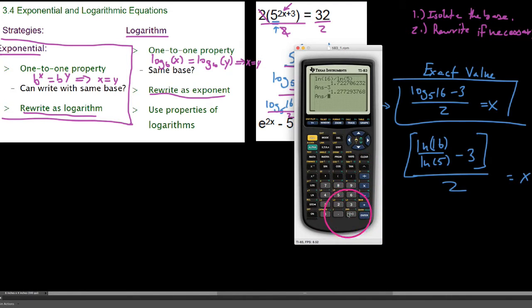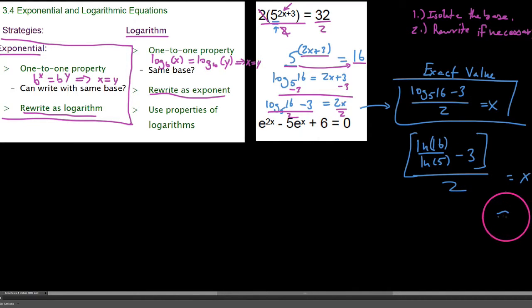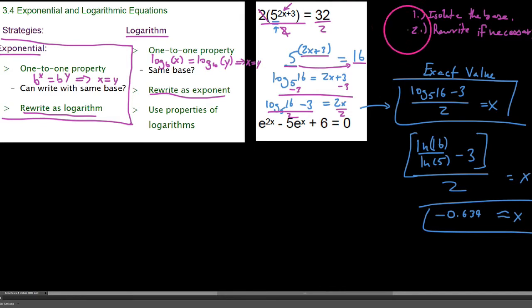Then we're going to subtract 3 from our answer there, and then we're going to divide that answer by 2. So divided by 2. And what we end up with out to 3 decimal places is approximately negative 0.639. So we get approximately negative 0.639 for our x value. This would be easy to check. So again, all we did was we isolated the base and then we rewrote it if necessary.